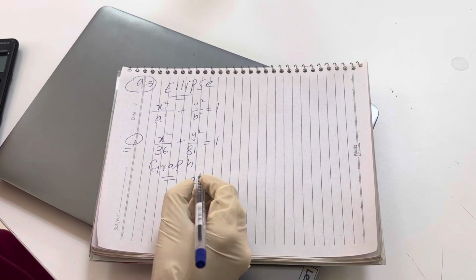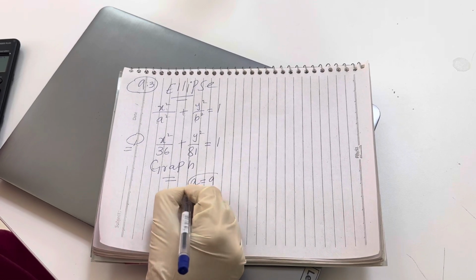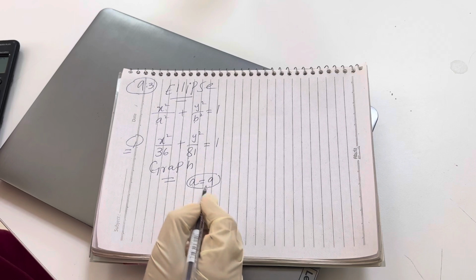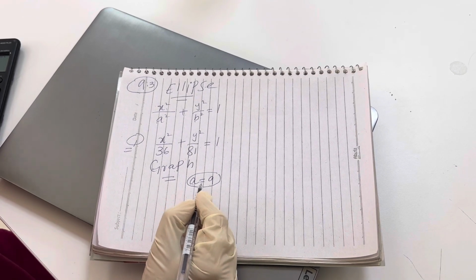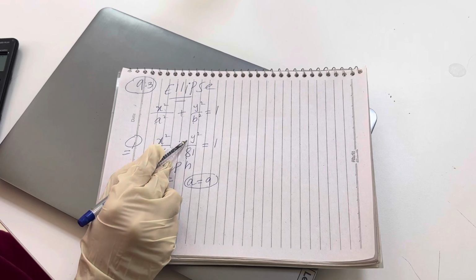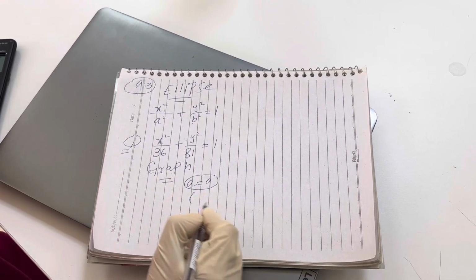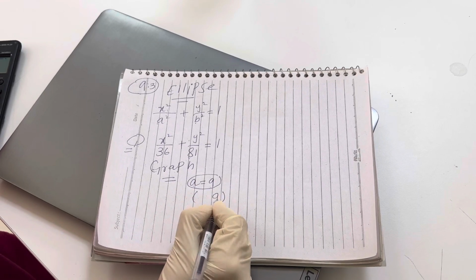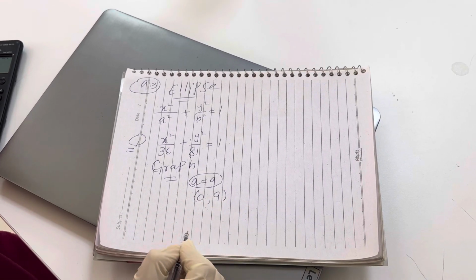I need a. So a will be equal to what? 9. How did I get 9? Because the square root of 81. So my vertices are on the y axis because the major number is under y. So how will my major vertices be? Because this is under y, this will be the y value and x will be 0.